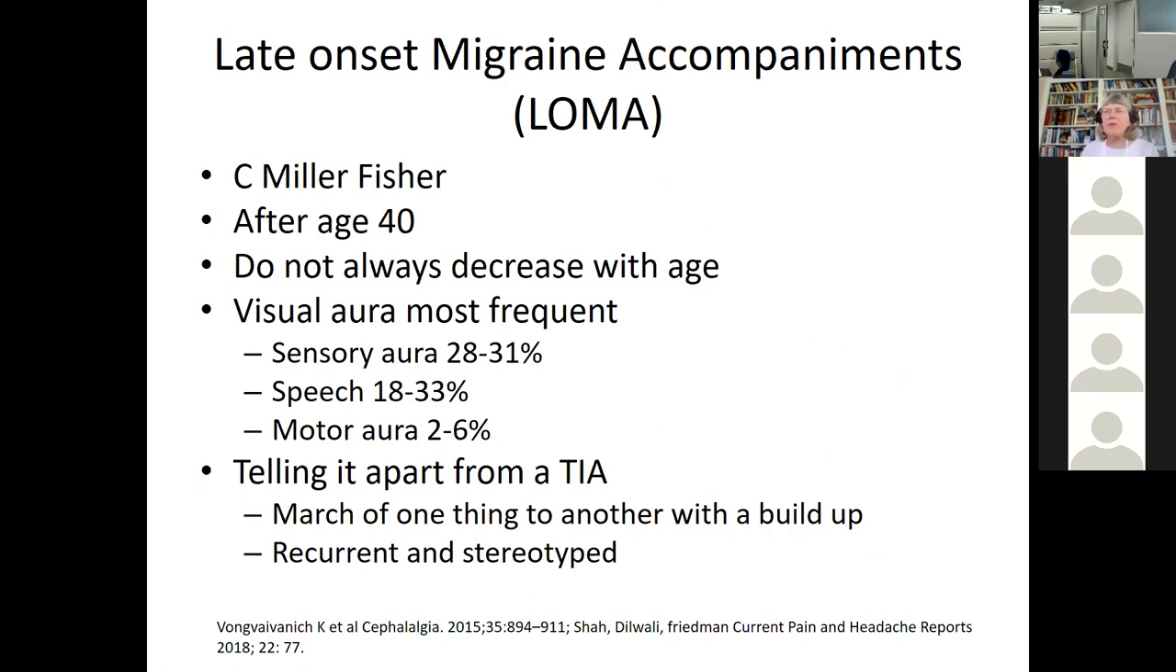There is an entity, and that's what this physician had, was late onset migraine accompaniments, or we sometimes call it LOMA. These are usually after age 40, and typically it's people with aura, and then as they get older, the headache piece goes away or gets markedly better, and they're left with the aura. And while visual aura is the most frequent, sensory aura, speech auras, motor auras can occur. And the big problem, and the physician was a vascular path, we had to determine, could this be a TIA, where he had a march of one symptom followed by another one, but he had no evidence of any ischemia on his imaging whatsoever, and it all went away with aspirin and verapamil.